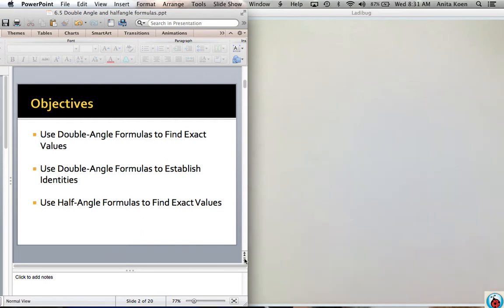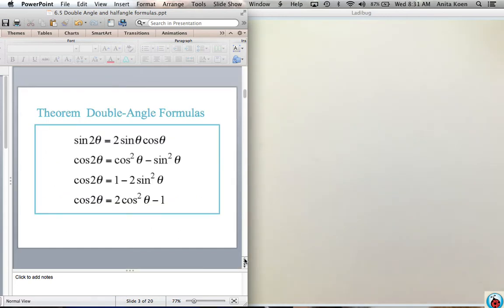So, our objectives for today, we're going to do the first two objectives. We're going to use the double angle formula to find the exact values, and we're going to use the double angle formulas to establish identities. You know how to establish identities, so once we learn the double angle formulas, you'll add those to your repertoire of formulas that you can use to establish your identities.